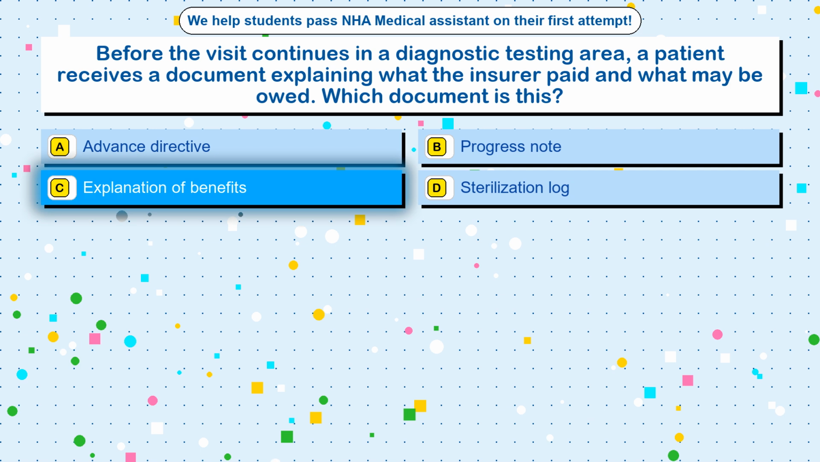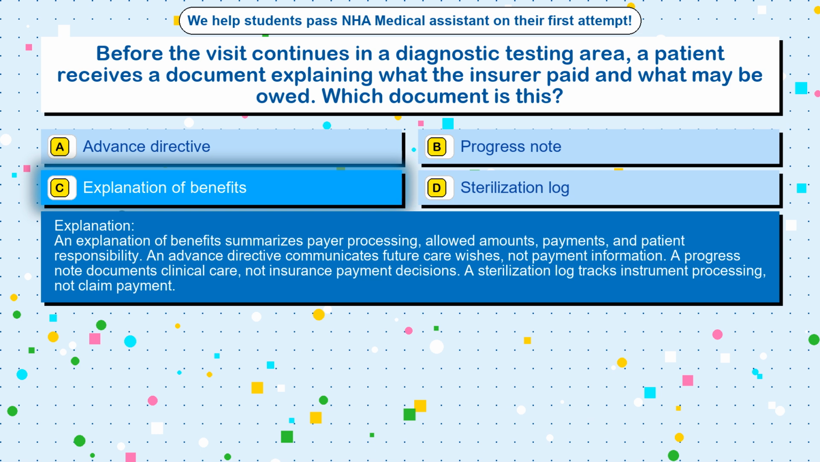Explanation of benefits. An explanation of benefits summarizes payer processing, allowed amounts, payments, and patient responsibility. An advance directive communicates future care wishes, not payment information. A progress note documents clinical care, not insurance payment decisions. A sterilization log tracks instrument processing, not claim payment.